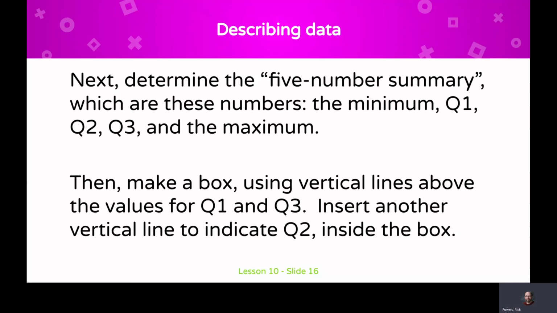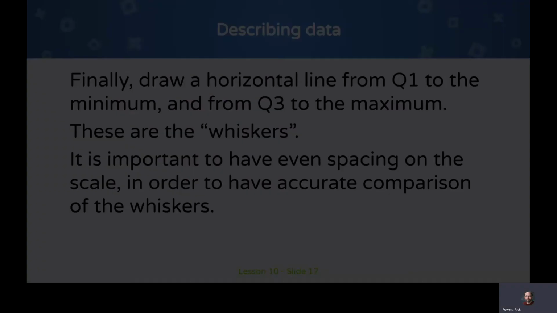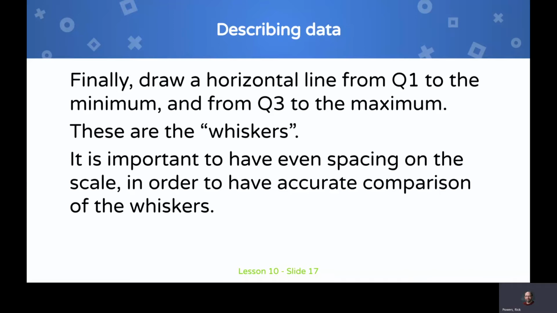Next, determine the 5-number summary, which are these numbers: the minimum, quartile 1, quartile 2, quartile 3, and the maximum. Then make a box using vertical lines above the values for Q1 and Q3. Insert another vertical line to indicate quartile 2, or the median, inside the box. Finally, draw a horizontal line from quartile 1 to the minimum and from quartile 3 to the maximum. These are the whiskers. It's important to have even spacing on the scale in order to have an accurate comparison of the whiskers.